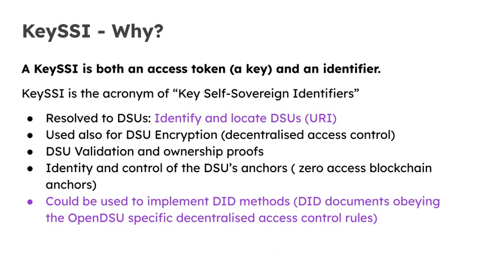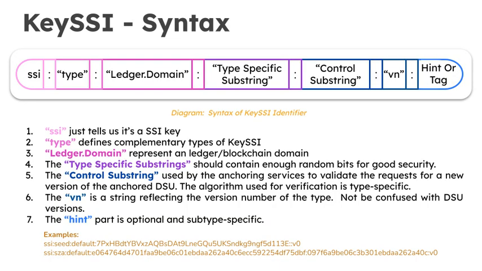Beyond encryption, KeySSI is essential for validating DSUs and proving ownership. It also manages the identity and control of the DSU's anchors, particularly in the context of blockchain anchors that require zero access. Furthermore, KeySSI can be employed to implement DID, decentralized identifier, methods. These DID methods adhere to the specific decentralized access control rules set by OpenDSU, ensuring a secure and autonomous digital identity framework.